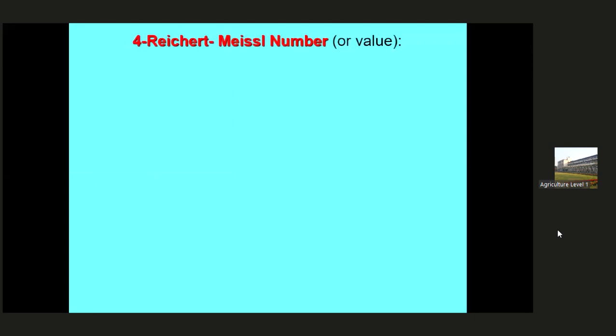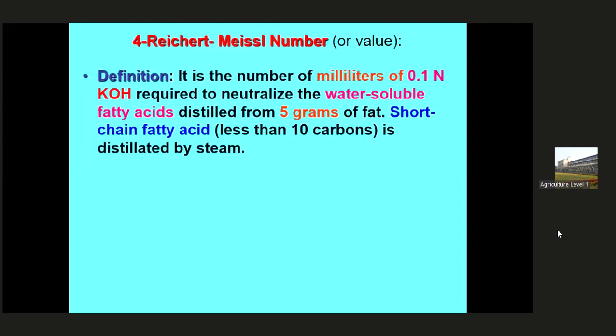Then the RM value. This value is very specific for detection of the healthy condition of butter, especially butter or short chain volatile fatty acids. Its purity is detected by the Reichert-Meissl number or RM value.